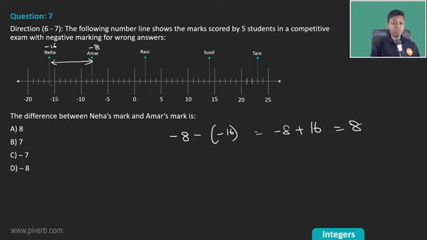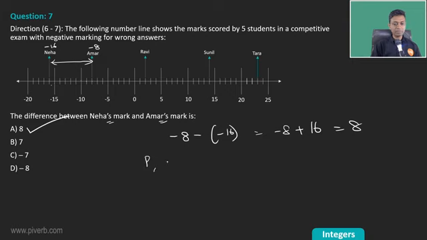Remember, difference between two numbers, difference between two marks, difference between two scores is not negative. It's always positive. It is larger number minus smaller number. The difference between Neha's mark and Amar's mark is 8. The difference between Amar's mark and Neha's mark is also 8.